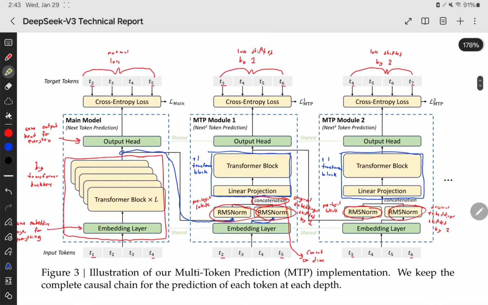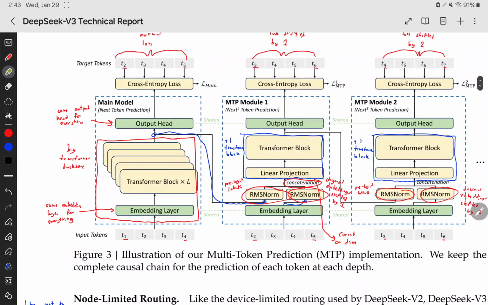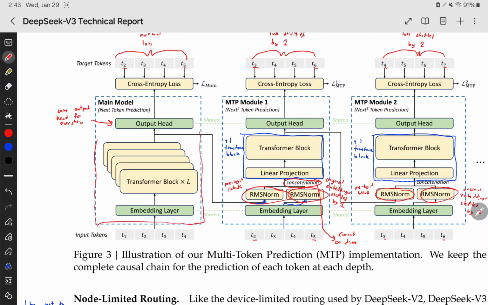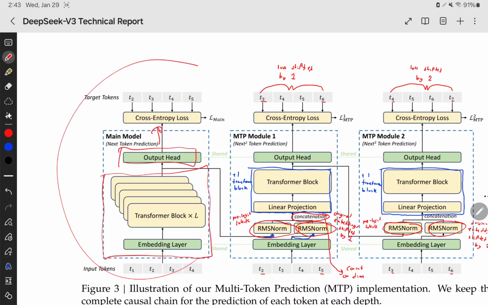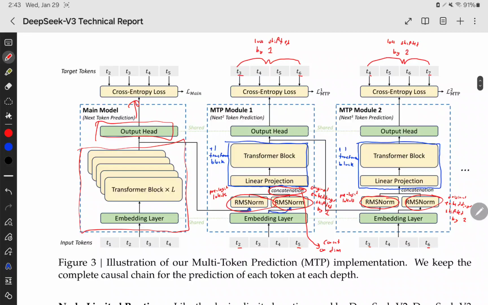Let's just break down the diagram. It's not complicated. They take the input set of tokens here and they throw it through a transformer block. So this is basically their big backbone that they use. This is the biggest part here. It's pretty much where all your parameters are going. Then what you do is you throw it through the output head and you get your normal next token prediction loss. So that's what you have here. This is just normal what you have.